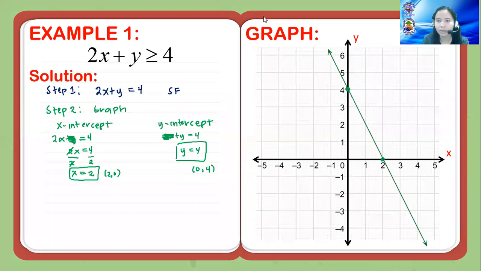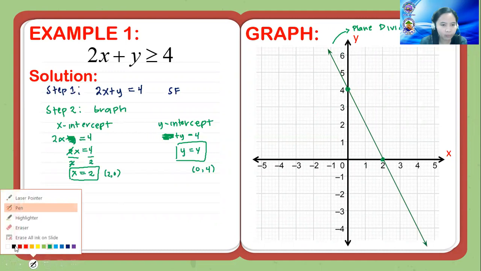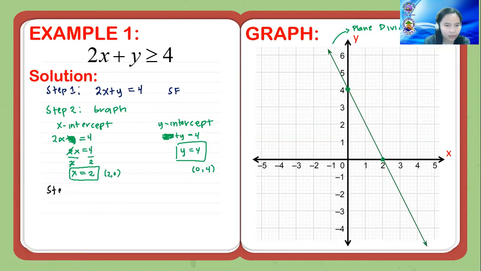And this line is what we call the plane divider. The plane divider divides the plane into two parts. The first part is the first half plane, and the second part is the second half plane. So we have now the two parts. For step 3, let's move on. We will now test the region, using the testing point 0, 0. We will determine where the shaded part is, the area that will have the solution set.